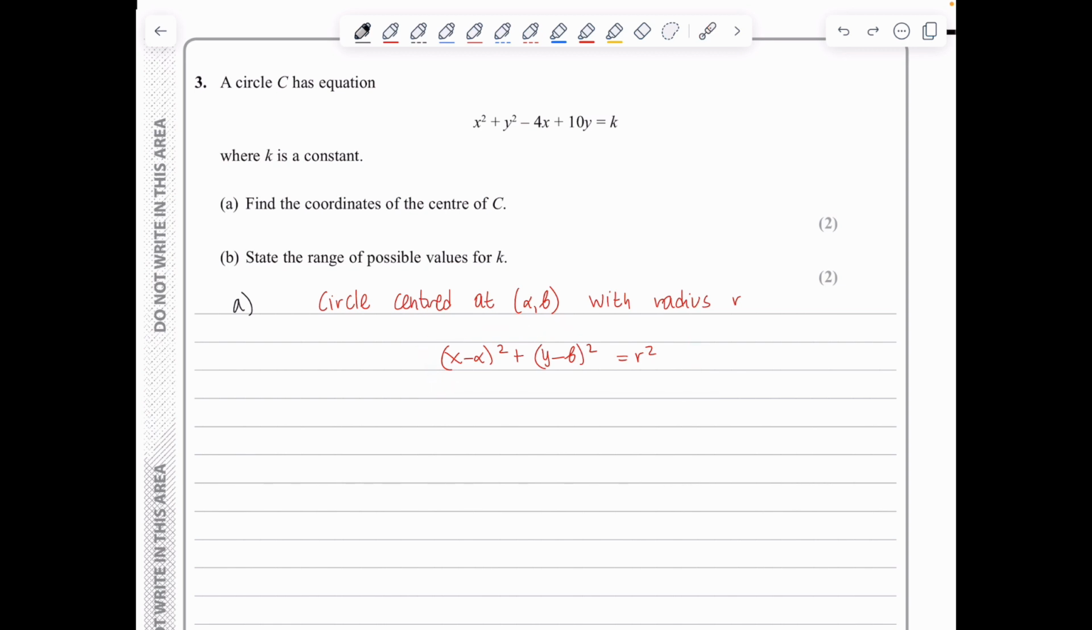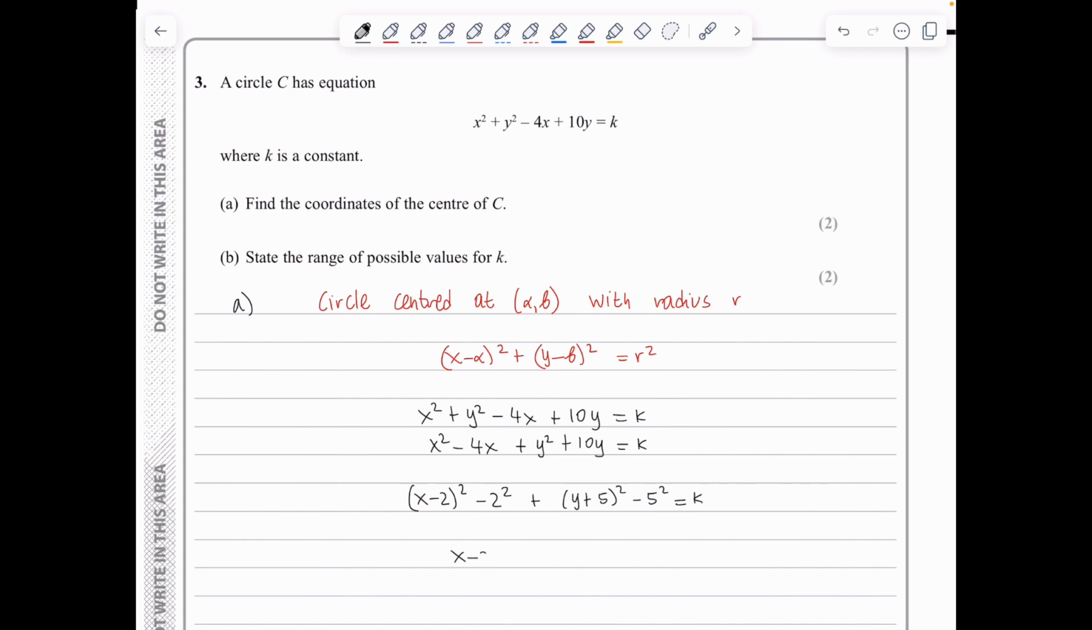So I will be completing the square here. We've got x squared plus y squared minus 4x plus 10y is k. Let me start by writing this as x squared minus 4x plus y squared plus 10y is equal to k. And we complete the square. We have x minus 2 all squared minus 2 squared plus y plus 5 all squared minus 5 squared is k.